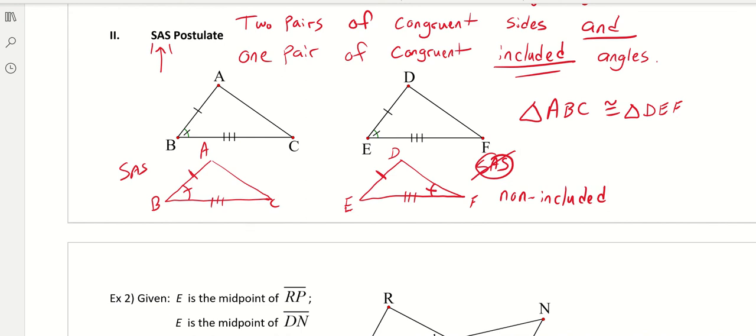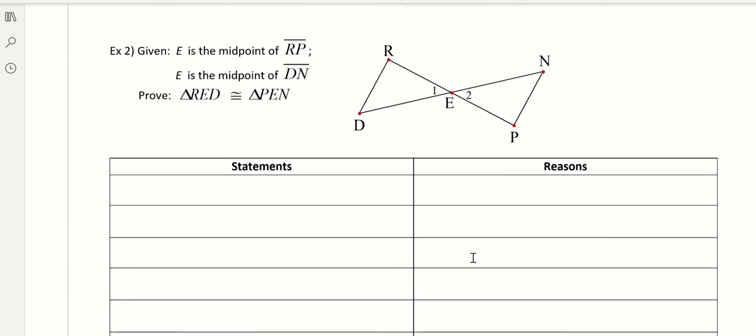So you cannot look at these two figures here in red and say, oh yeah, those two triangles are congruent by side angle side, because one of them satisfies side angle side, but the other one does not, and you have to have a match. Okay? All right. Let's take a look at number 2.